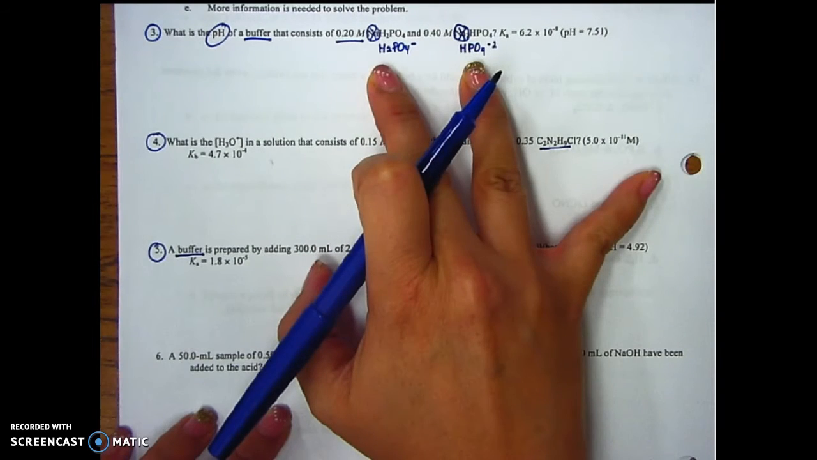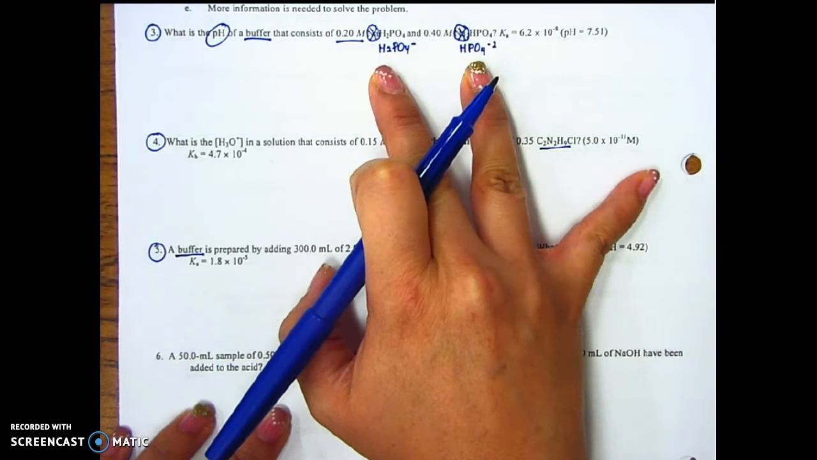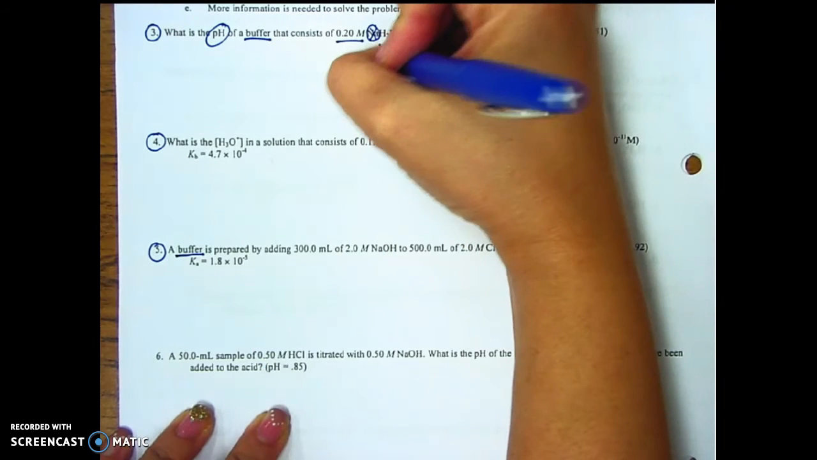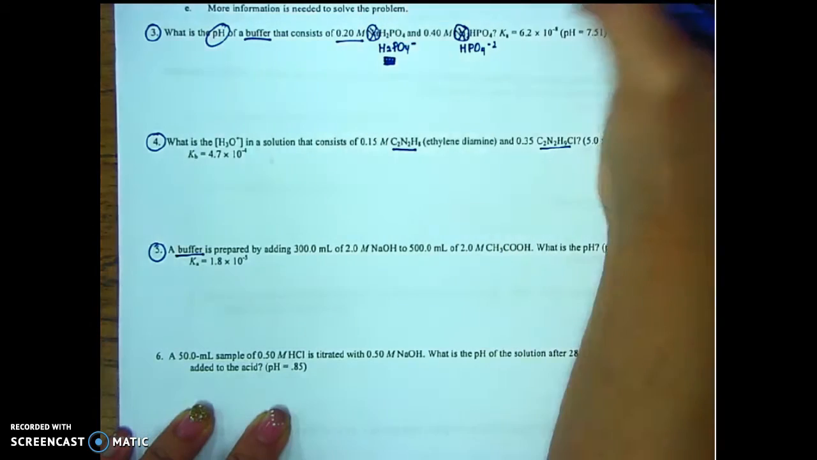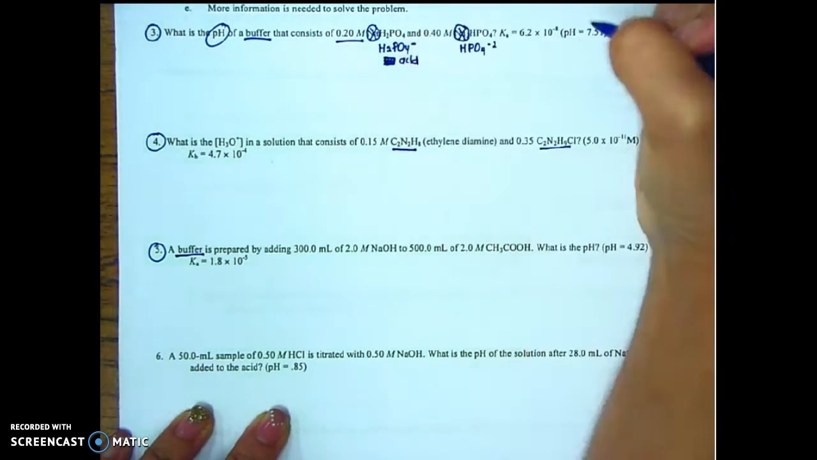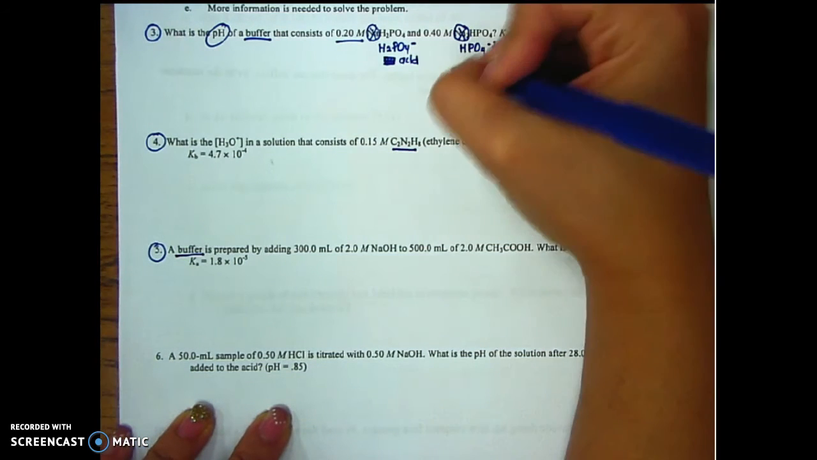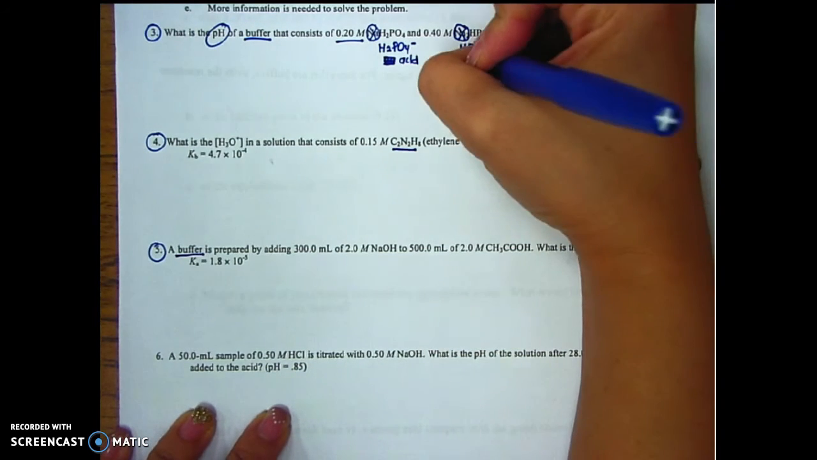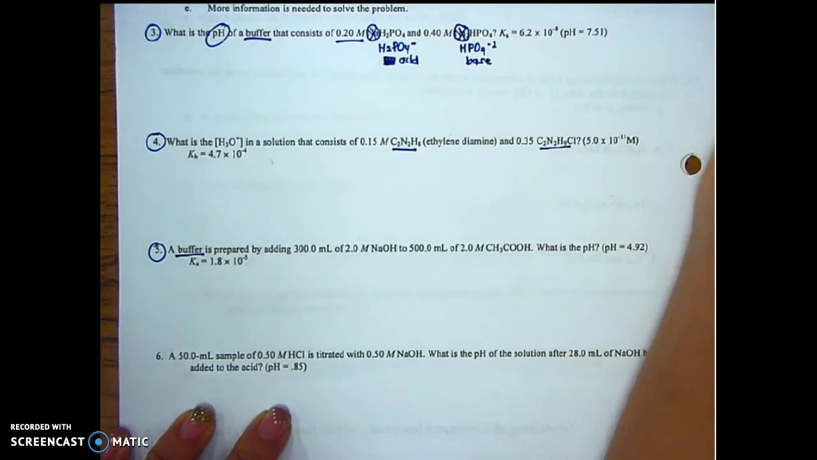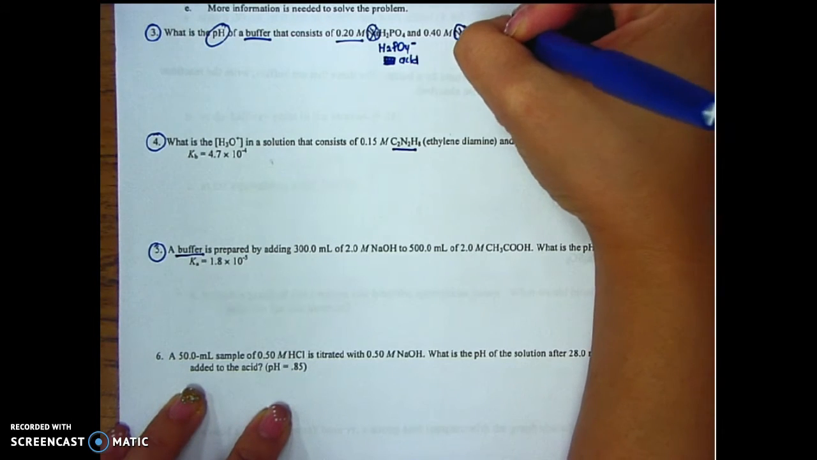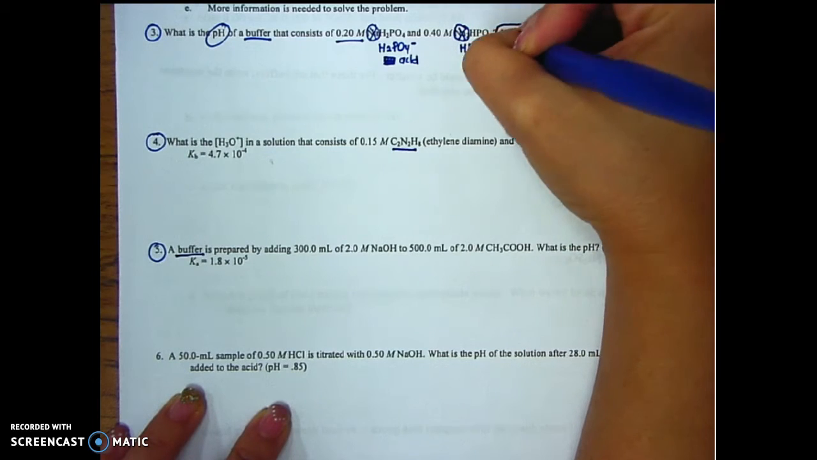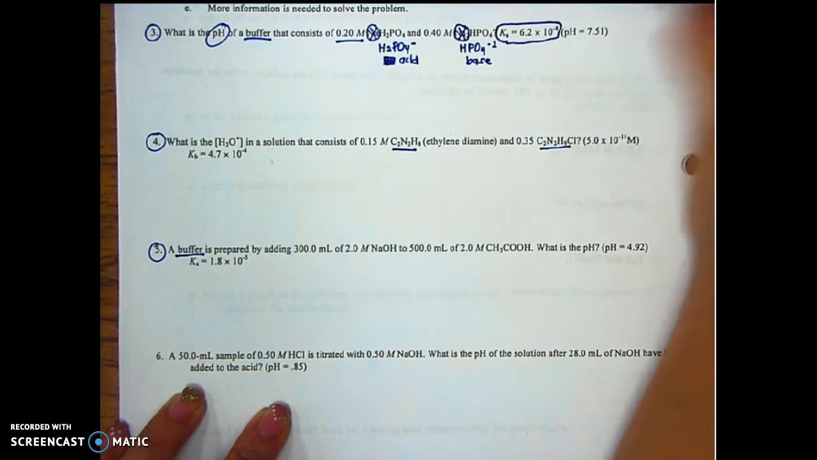From this point, you should be able to assign which one is your acid and which one is your base. H2PO4 negative, even though it is a negative charge, is an acid because it has one more hydrogen than the other one. The HPO4 -2 has one less hydrogen than the other one, so I know this is going to be my conjugate base. You're given your acid dissociation constant right here of 10 to the -8, and the pH of 7.51 is our answer that we're trying to solve for.